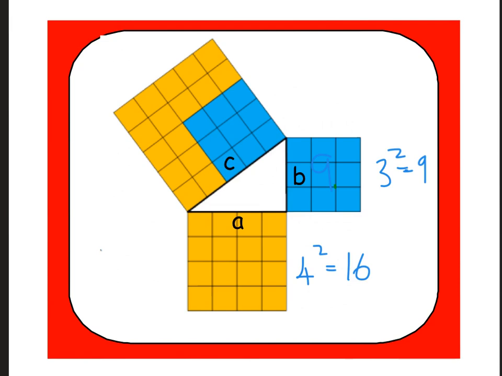And if you look very closely at the C, there is your 9 blue boxes. And then there is your 16 yellow boxes. So your 3 squared plus your 4 squared is exactly the same as this side, which was 5, which was that squared. And that was the connection that Pythagoras established.